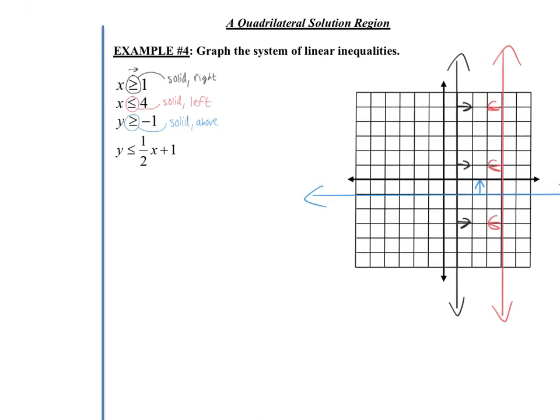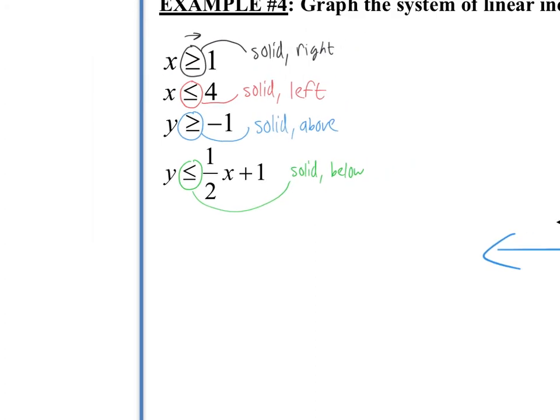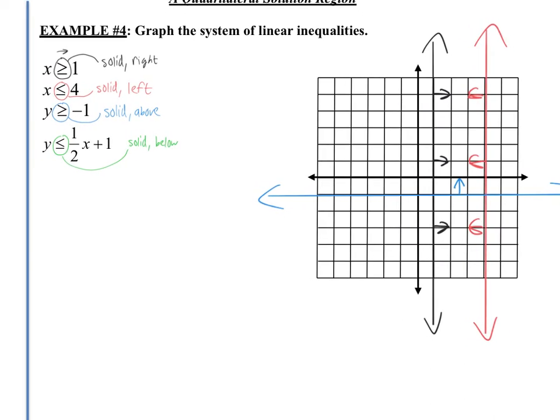Okay. Last one we have is the green line. We have y is less than or equal to 1/2 x plus 1. First of all, is this going to be solid or dashed if it's equal to? It's solid. And above or below? It's below. All right. Okay, so this one we have to graph like we normally would. Our b is 1, so we're going to go up 1, put a point. And our slope is 1/2, so we're going to go up 1, right 2, up 1, right 2, up 1, right 2. And you can also go down 1, left 2. And it's going to be a solid line.